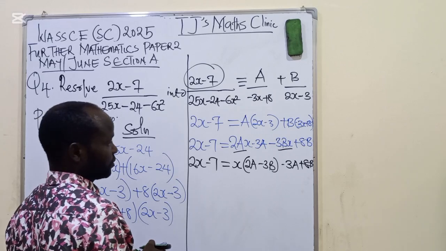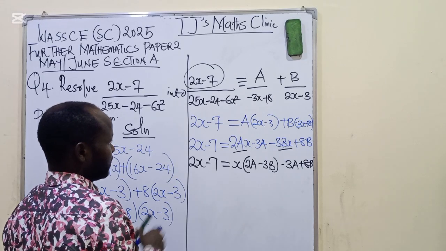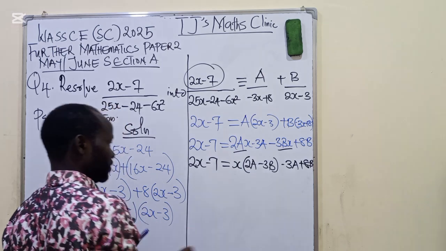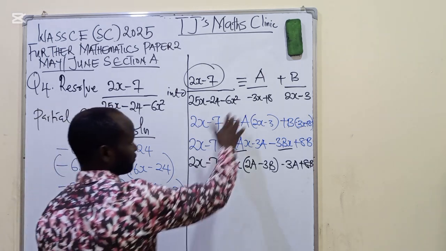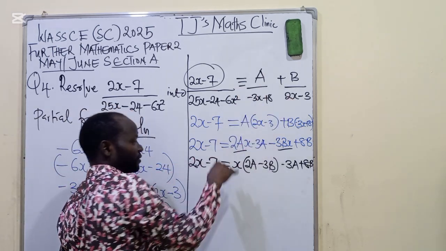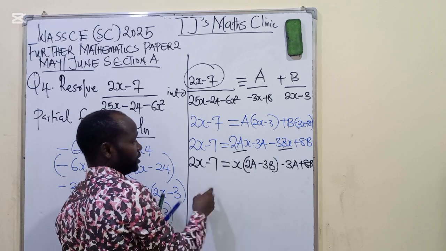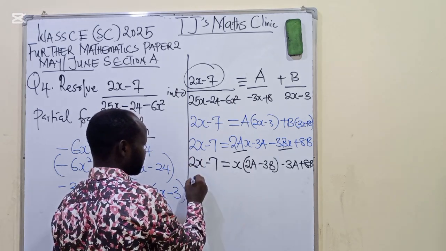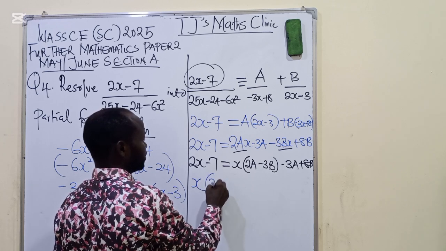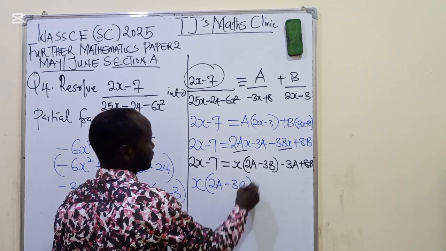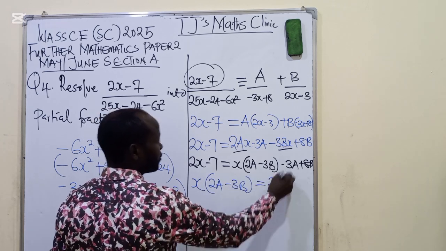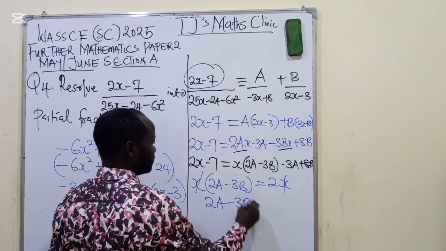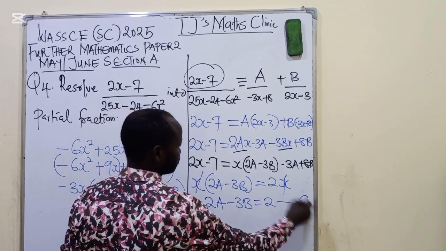Very important. Here we can compare the coefficient now. Instead of using the cover up, we have to apply comparing the coefficient. So we have x squared. Those with x on the left and right, we equate. So x into 2a minus 3b equals 2x. You can remove this x such that 2a minus 3b equals 2. Let's call this equation 1.